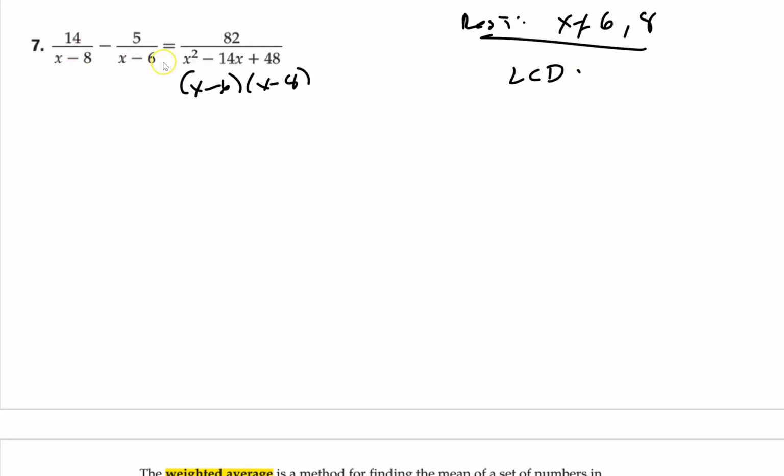I need an x minus 8. That doesn't have one. That has one. And that has one. And you need x minus 6. So that's your LCD. Now again, from here you can do two ways. You can multiply everything by the LCD, stuff cancels out, and just work that.